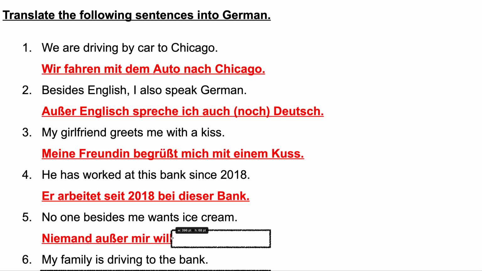And then we have the wants, which is will, to go with niemand over here. Eis is the word for ice cream. Ein is the word for an. So if you want to say like no one besides me wants an ice cream, that would be the way to phrase that if you wanted to throw in an ein word.